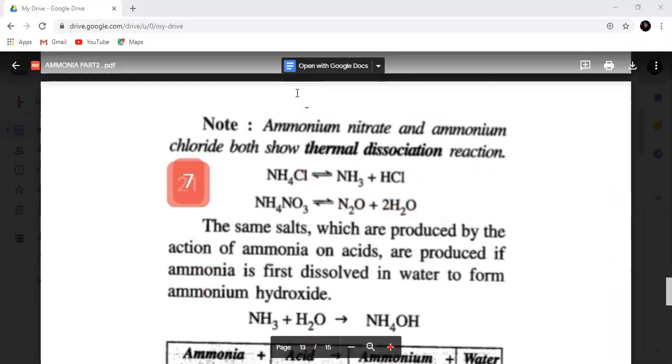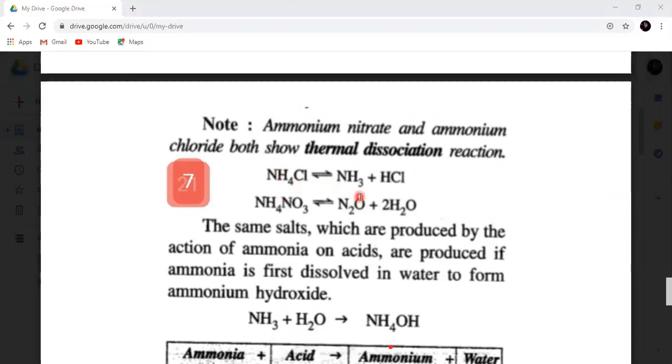When we are taking a dissociation process, ammonium chloride is dissociated into ammonia and HCl. Same with ammonium nitrate: when treated, nitrous oxide with water is formed. Nitrous oxide, that is your laughing gas. That N2O gas is explosive in nature, that's why we are not preparing it in the lab.